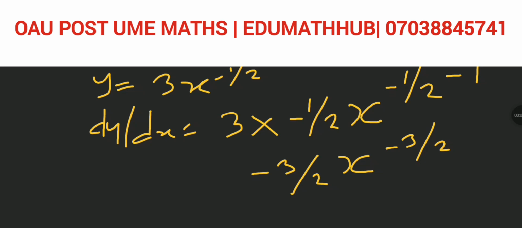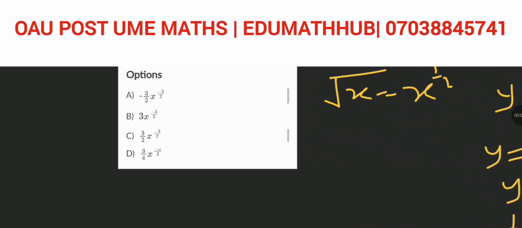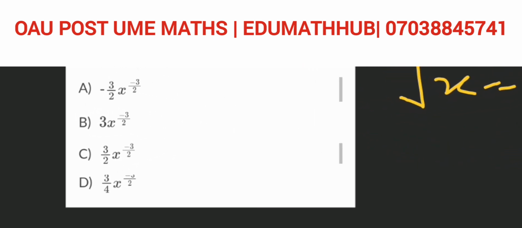Now this is the final answer here. So this value will be your dy/dx. Then you go to the options and look for minus 3 over 2, x raised to the power minus 3 over 2. If you check that out, you're going to see the answer right there. Minus 3 over 2 x to the power minus 3 over 2, so that's option A as the answer. Okay, so let's move to the next one real quick.